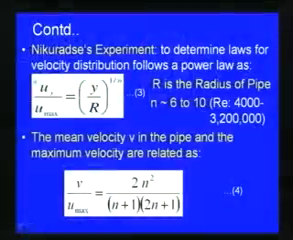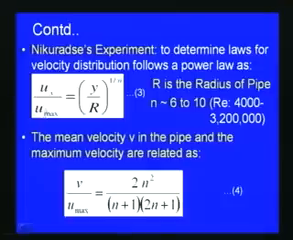So as per Nikuradse, through his experiments, he has shown that u_x by u_max, that means the velocity at any location divided by the maximum velocity, can be expressed as (y by r) to the power 1 by n, where r is the radius of the pipe. This n is a constant which can vary depending upon the Reynolds number from 6 to 10, and Nikuradse showed that this is valid between Reynolds number 4000 to about 3.2 million. So that is his experimental observation.